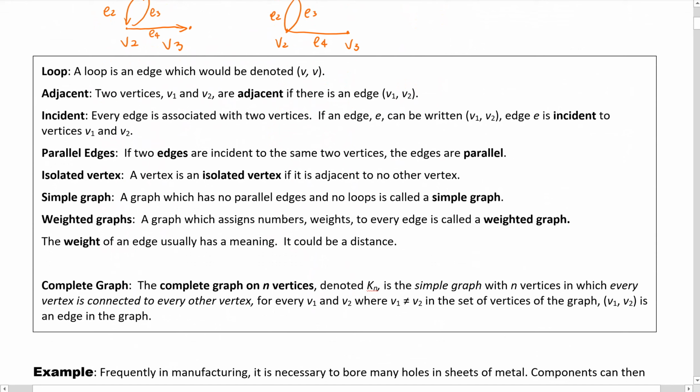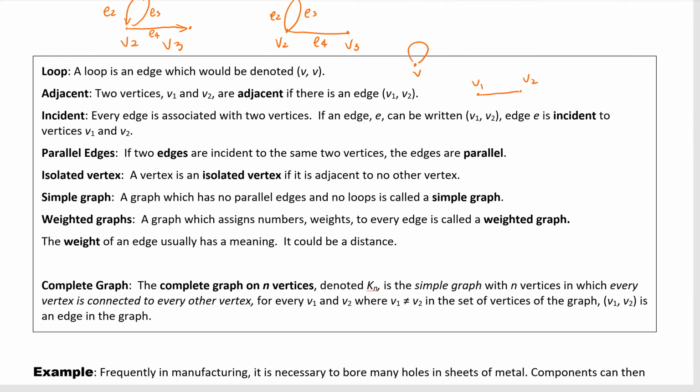Loop. A loop is an edge denoted VV. So we have the vertex V, and a loop just goes around itself, connecting itself. Adjacent. 2 vertices V1 and V2 are adjacent if there is an edge (V1, V2). So we have V1 here, V2 here. If they're connected by an edge, we say that V1, V2 are adjacent. They're next to each other.